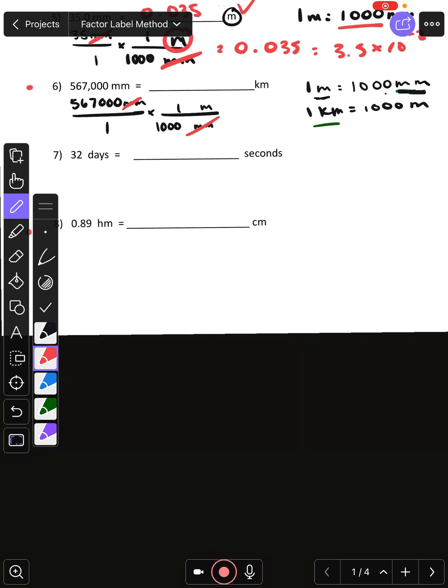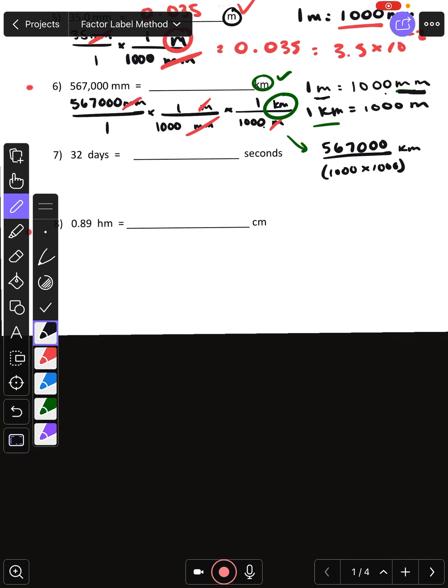So I have to go from meters to kilometers, so I set up another fraction with meters in the denominator and kilometers on top. In front of the meters this time is the 1,000, in front of kilometers is 1. My meters cancel, and I am left with my desired unit. Yay. Okay, so I just need to put this in my calculator. Before I do that, I am going to rewrite this as 567,000 divided by 1,000 times 1,000. If you're putting this in your calculator, it's important to put the bottom in parentheses.